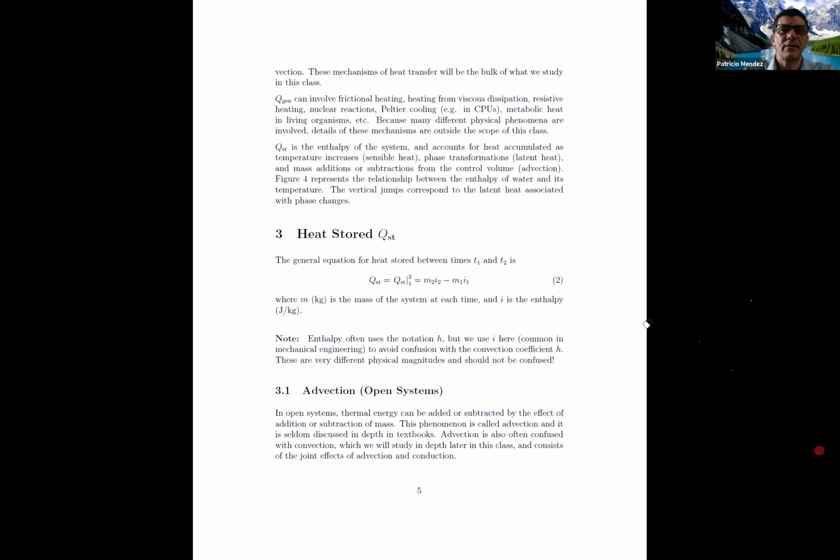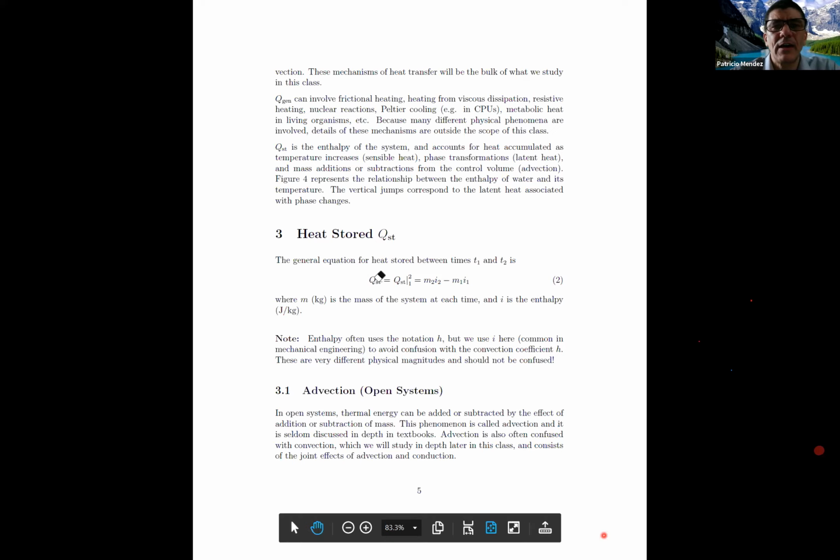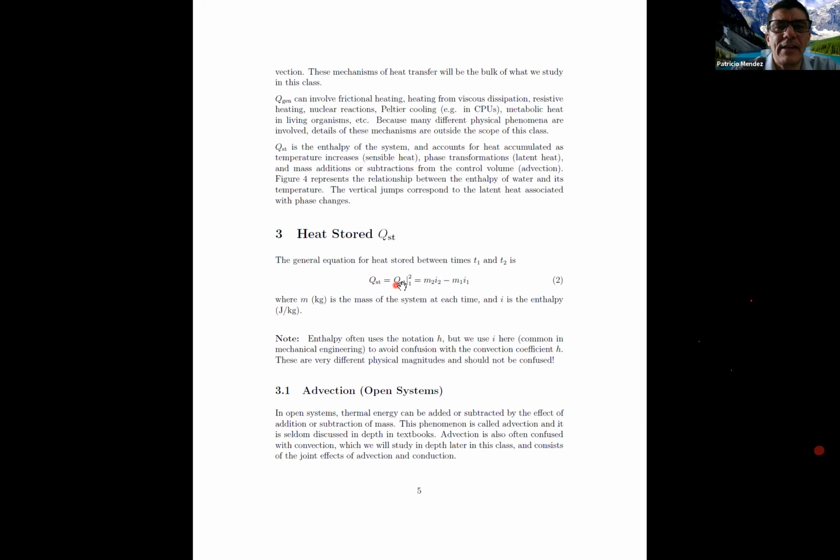So how do we calculate this heat stored? It actually looks very easy. The heat stored between two moments in time, time 1 and time 2, would be mass times this I here. This I is enthalpy. It's not the imaginary number.